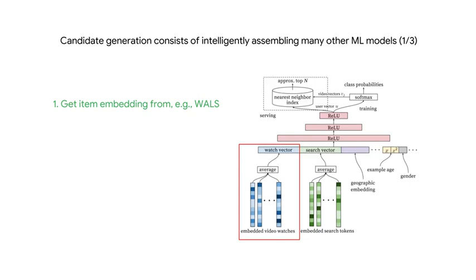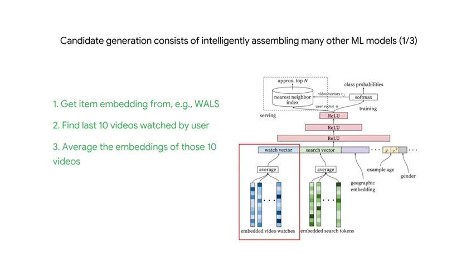The first step for candidate generation is to get the item embeddings, for instance from a trained WALS model. We then find the last 10 videos watched by the user and use the embeddings to get their vectors within embedding space. Next, we average the embeddings of those 10 videos, so we will have a resultant single embedding that is the average along each embedding dimension. This becomes the watch vector, which will be one of the features to our deep neural network.